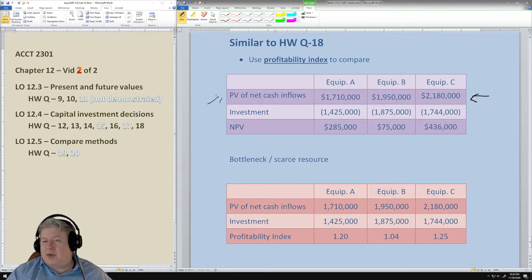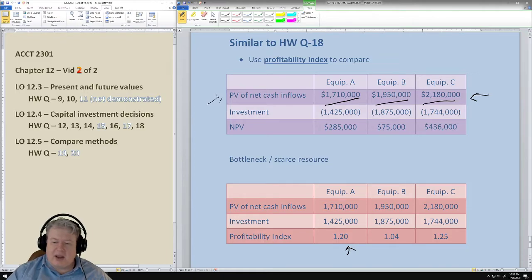If we look at 3 or more different situations and we have calculated out the present value or the net present value, we can figure it out almost exactly as it's set up. If you notice here, we've got equipment A, B, and C, and I've used the same numbers, 1.710 over 1.425. The profitability index is 1.2, and all we do is divide this number by the absolute value of the investment, right? So 1.95 divided by 1.875, 2.1 divided by 1.744.